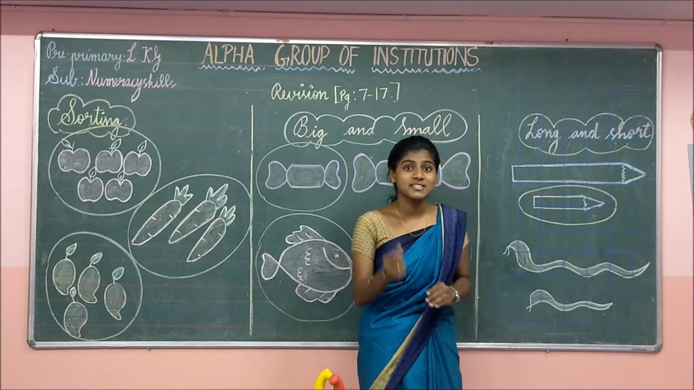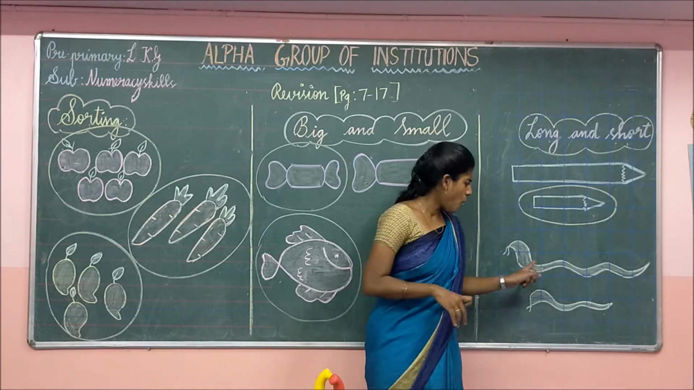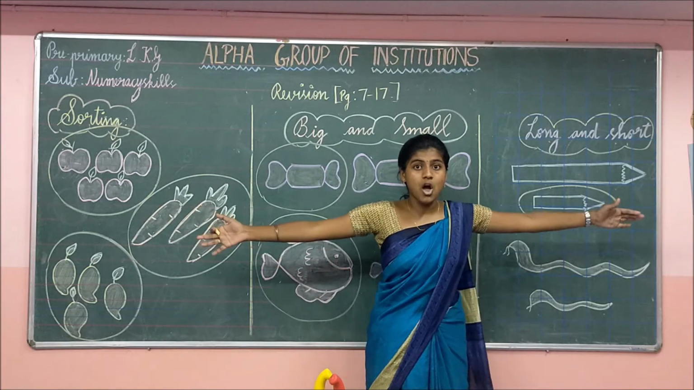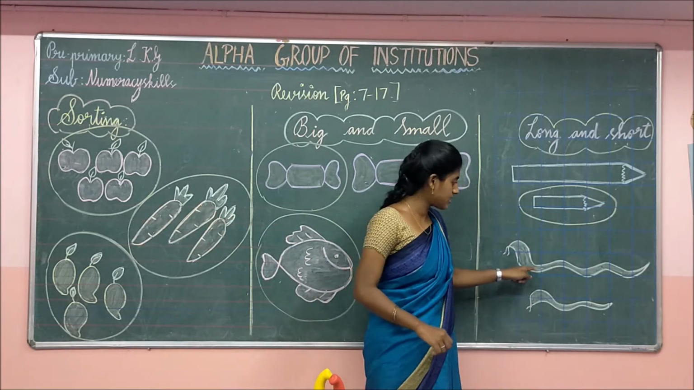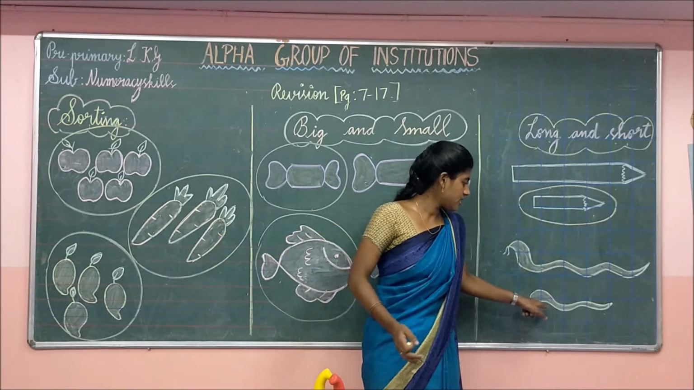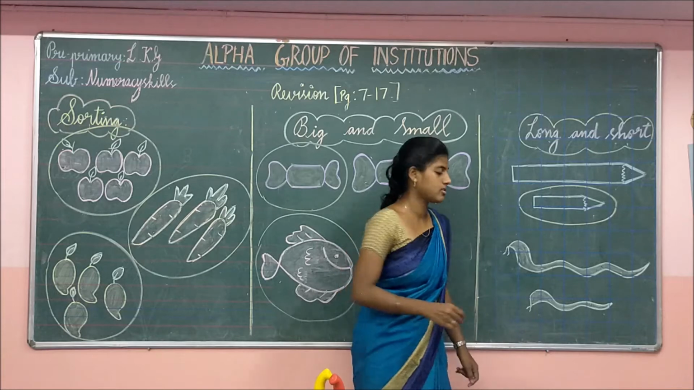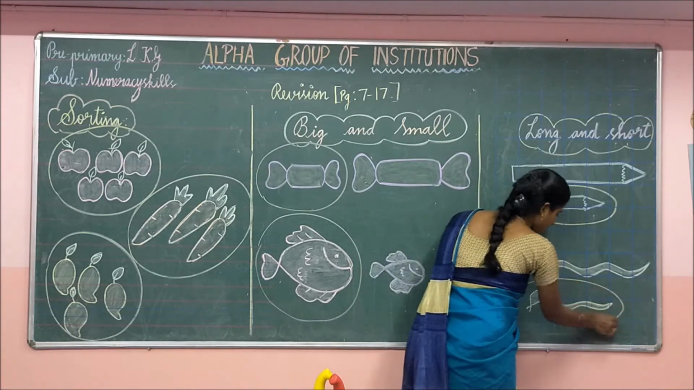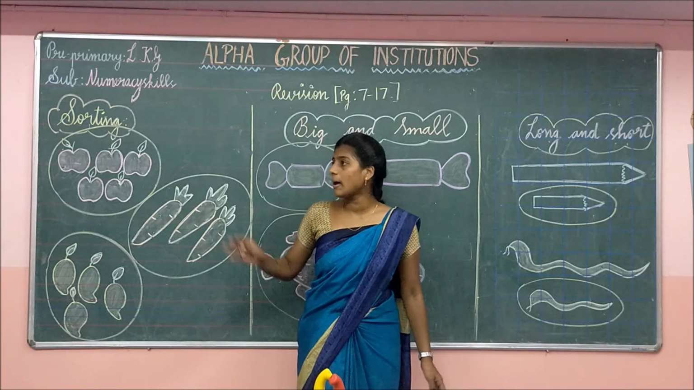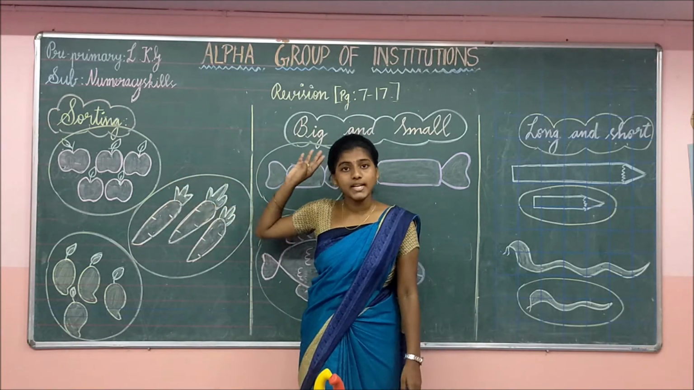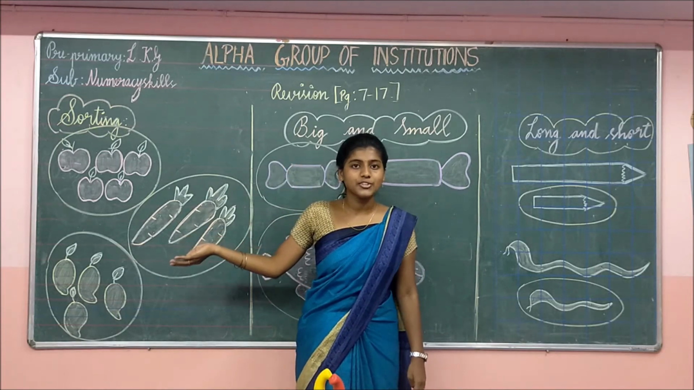Now what is this? Snake. One snake is long and the other snake is short. Okay children, this snake is long, this snake is short. Shall we circle this short snake? Now we are going to circle the short snake. What we have learned? Sorting, big and small and long and short. Next we will see the other topic.